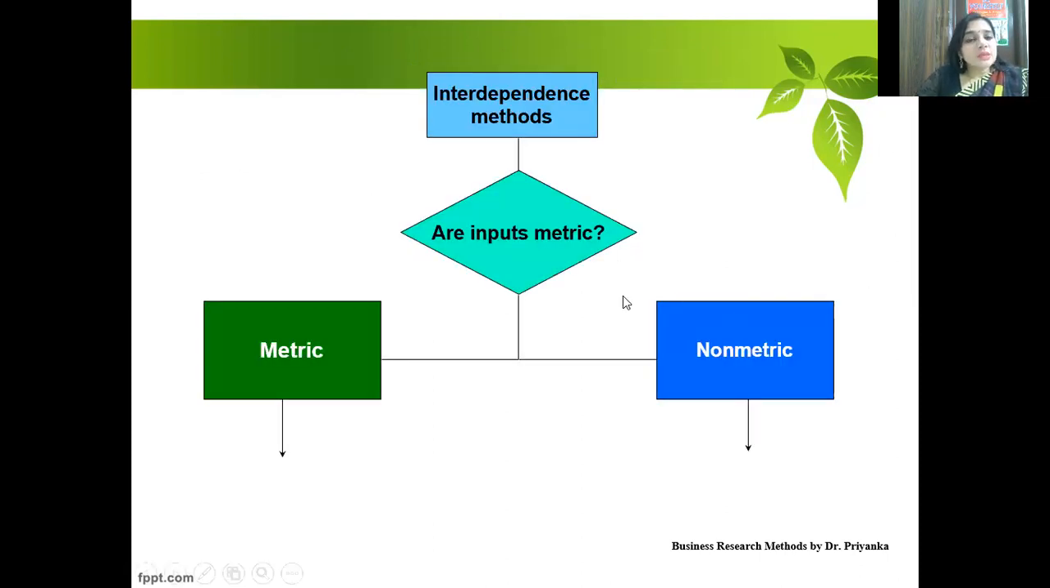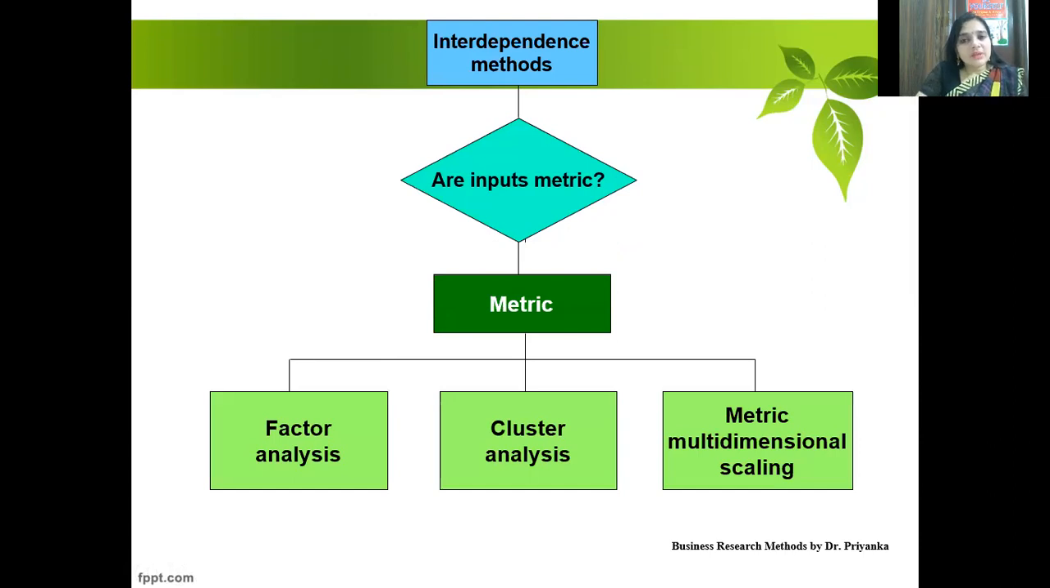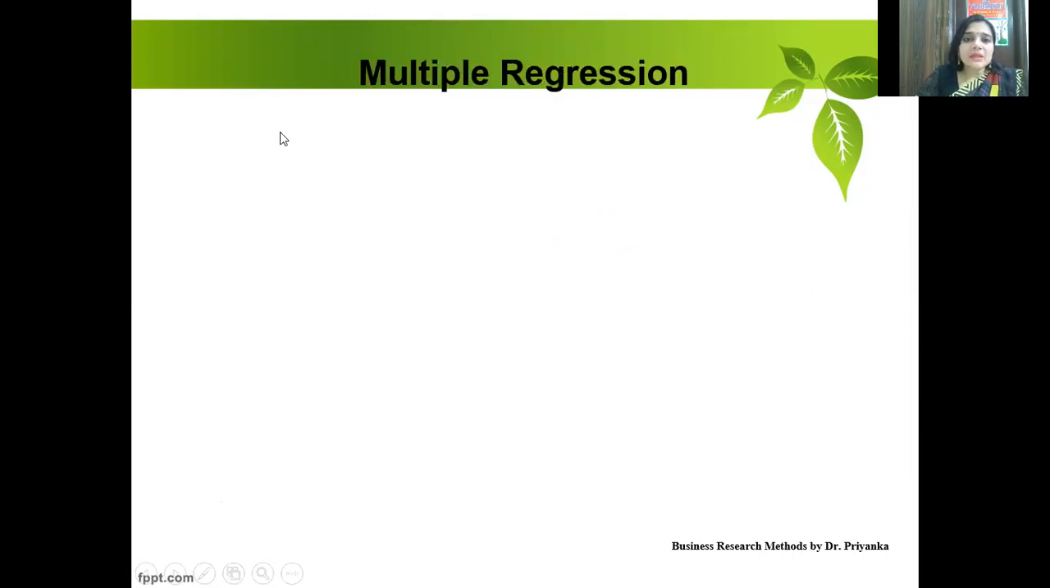For interdependence methods, again, we'll be asking whether your inputs are metric or non-metric, right? For metric data, we have got 3 analyses: number 1, factor analysis, then cluster analysis, and then multi-dimensional scaling. And these all are for metric data. So let us start with multiple regression.